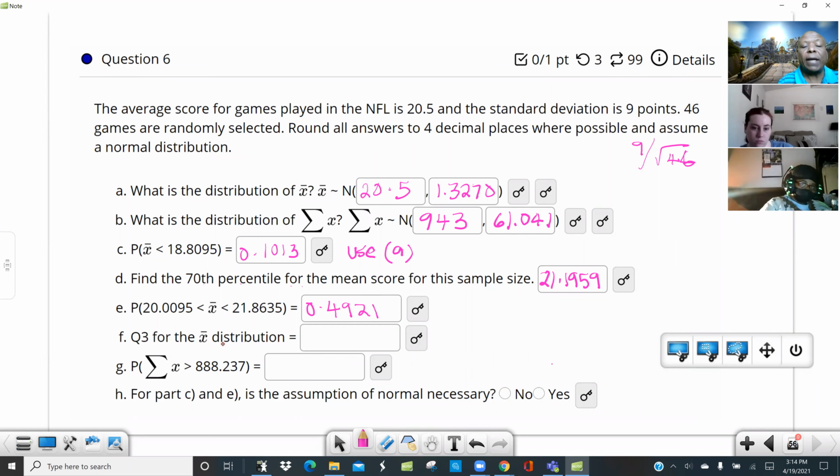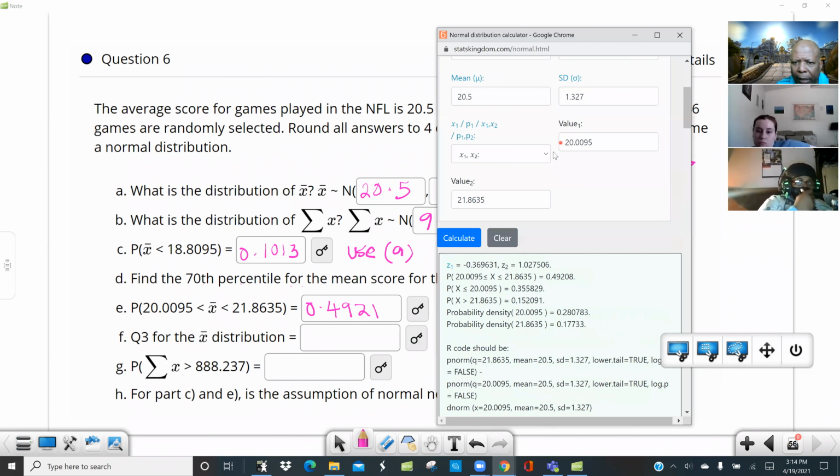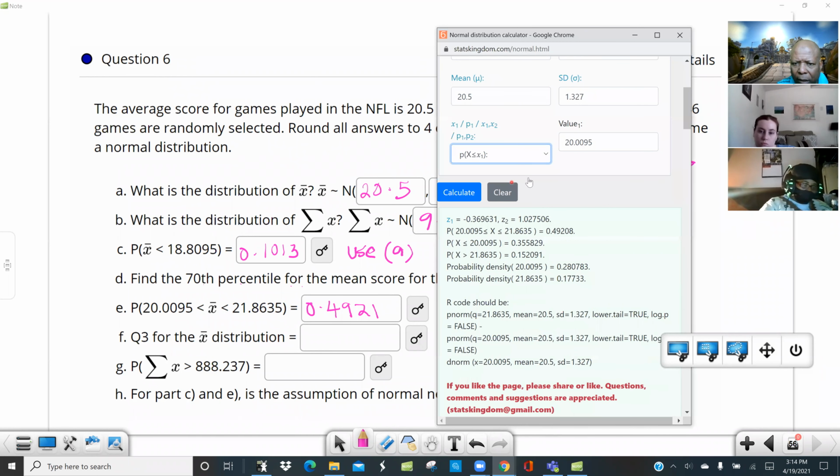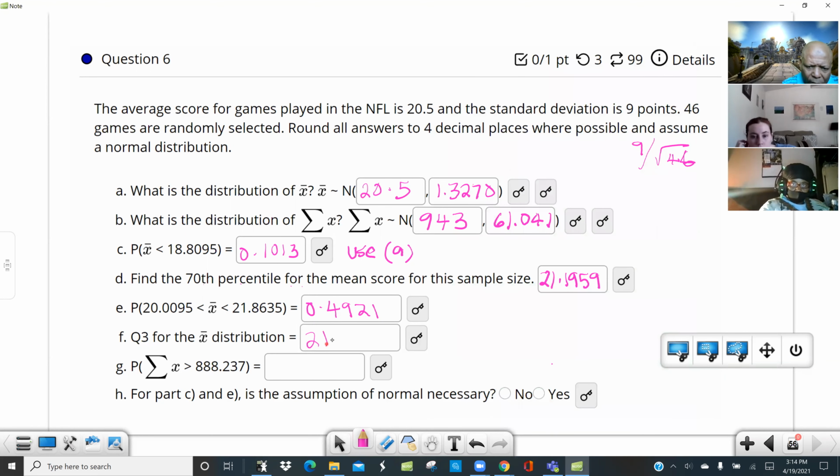Find Q3 for X bar again. Q3 for that thing. You go back here. Q3 means this, 75%. And it is 21.3950.